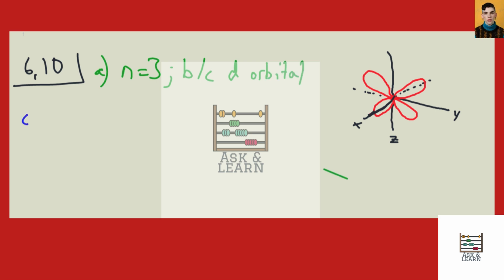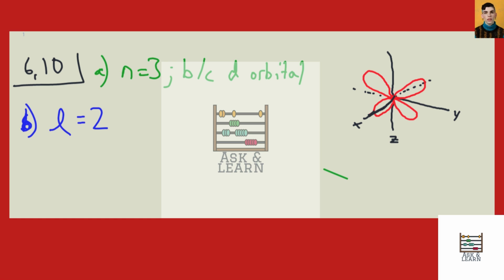And then in part B, we're asked what is the value of the angular momentum quantum number L. L has to be equal to 2 because that is characteristic for a d orbital. L is equal to 0 for s, L is equal to 1 for p, and L is equal to 2 for d.